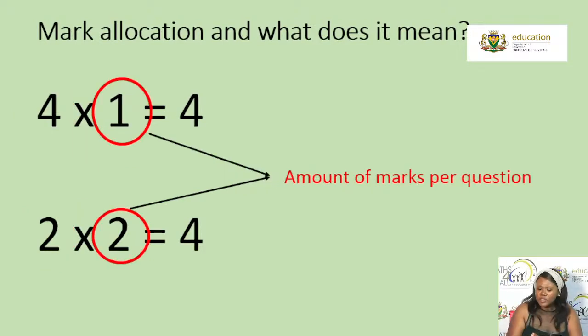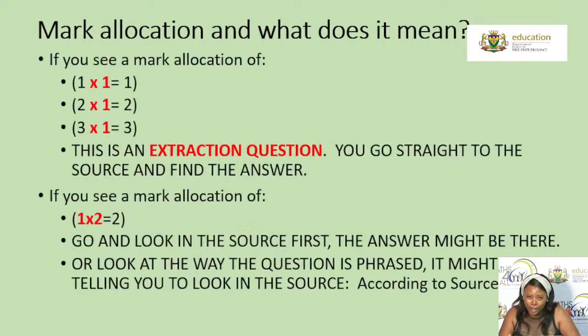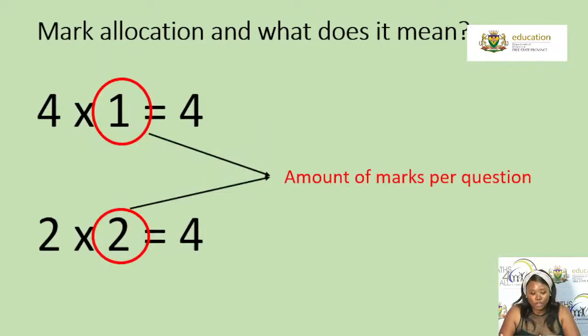Right, and then if you see a mark allocation of 2 times 2, this means that it's an interpretation or analysis question, meaning you need to have learned your work. This is where background knowledge is required. This is where you are showing us that you have studied, and whether you go back to the source or not, it means that you understand what is being asked and you need to apply your knowledge and understanding in order to answer the question.